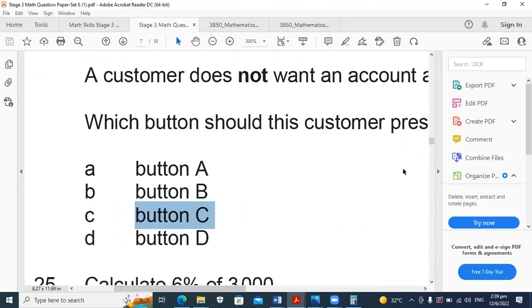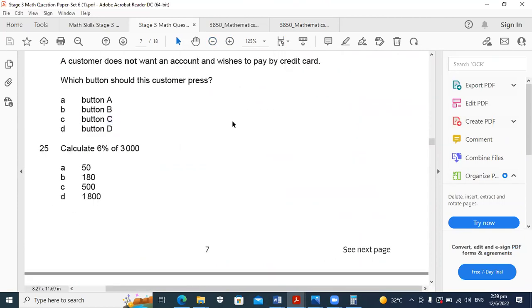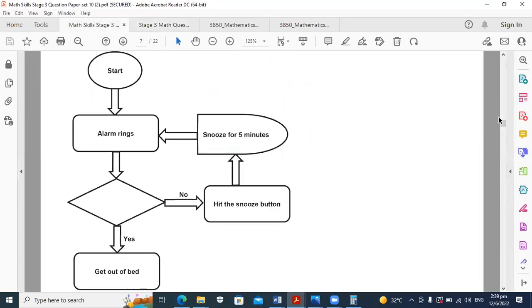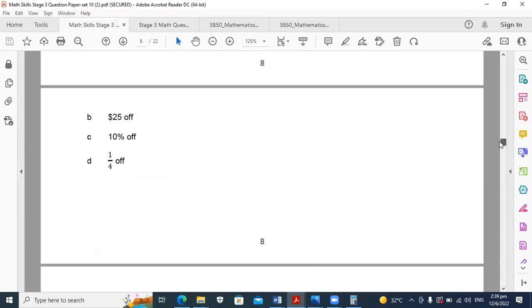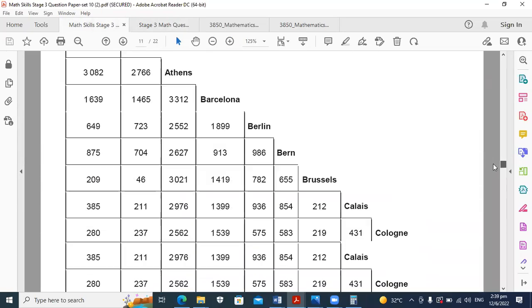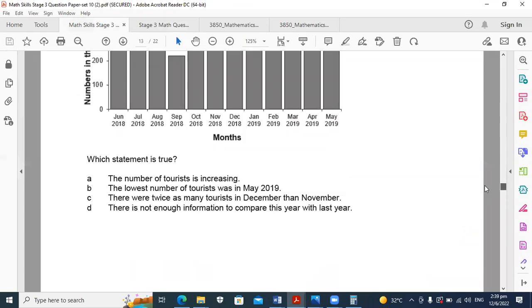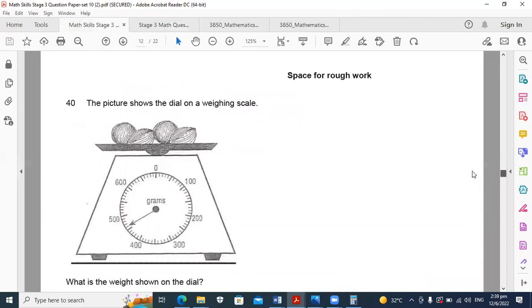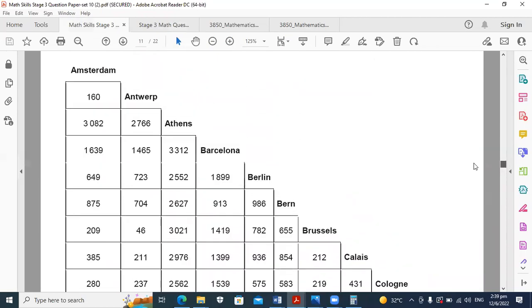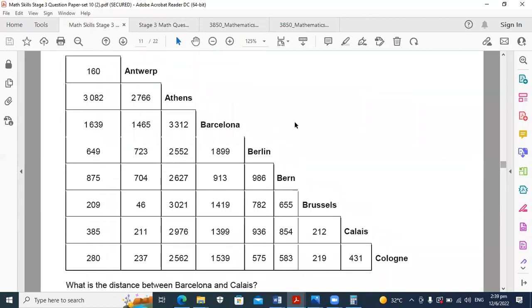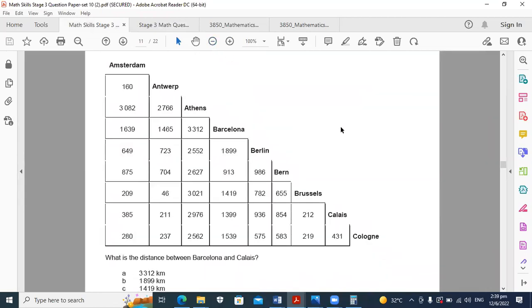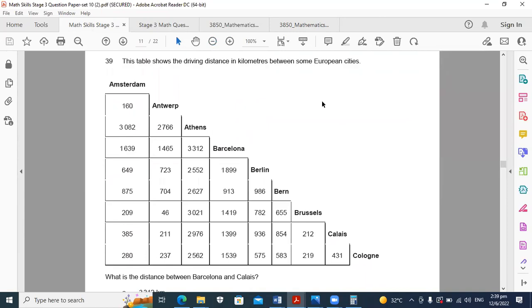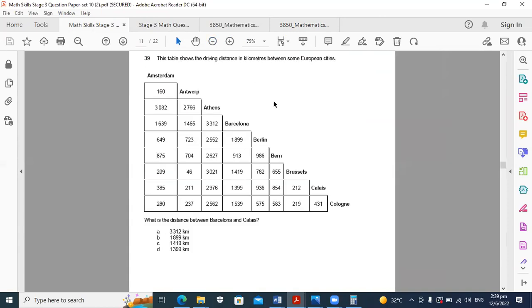All right. Now, let us look at some tables. City and Guilds have some humongous, ridiculously big tables, and some tables are tricky. Let's look at this question here. It says the table, I don't know if you can see it.